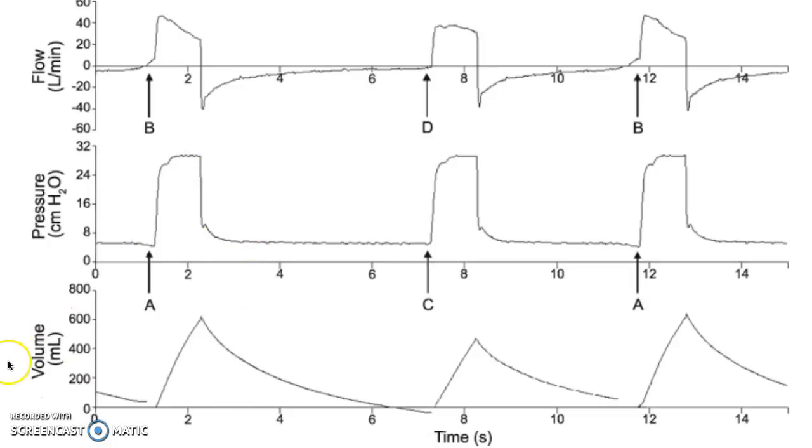And volume in the chest cavity. Inhalation, because you need a greater volume for the alveoli to expand, and then exhalation. So you also see that pressure and volume are inverses of one another. So when one is low, the other is high.